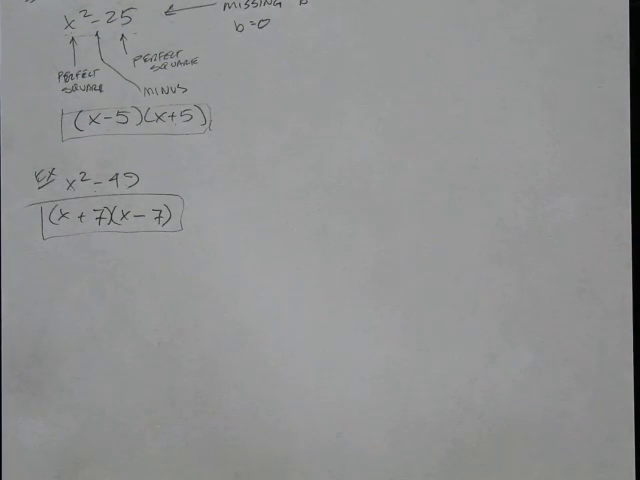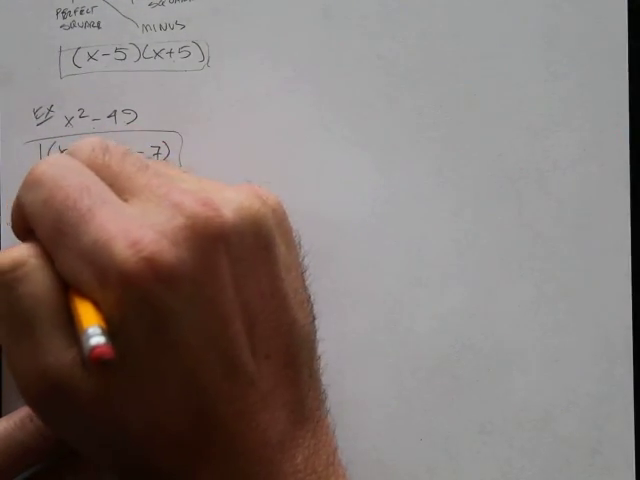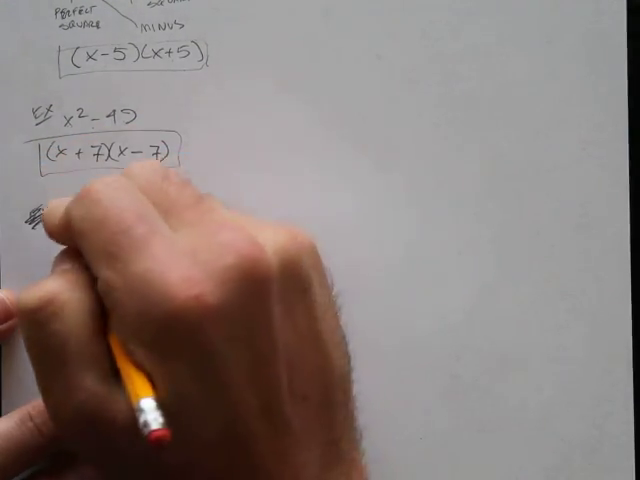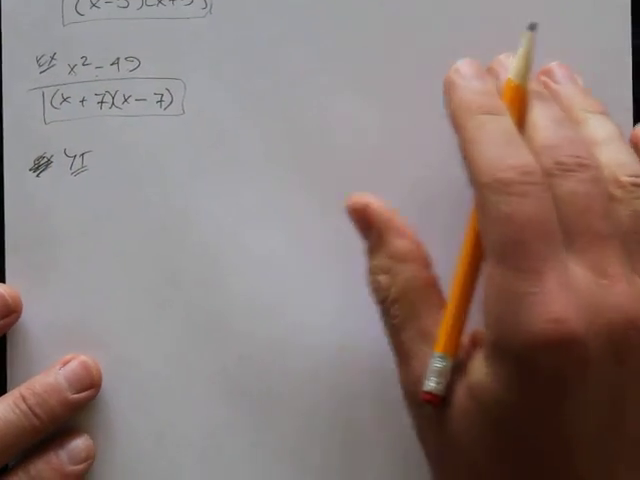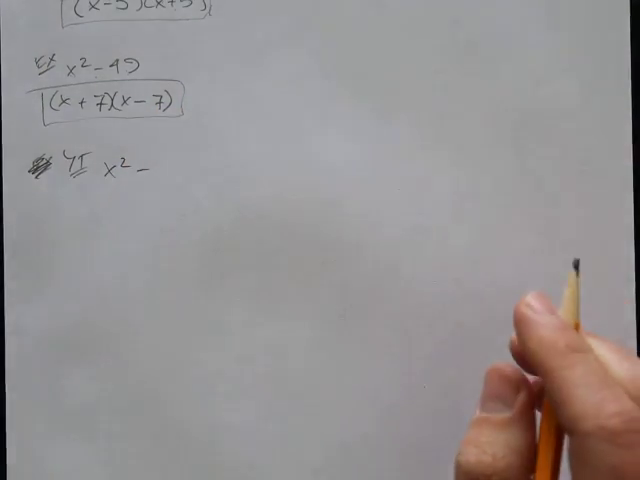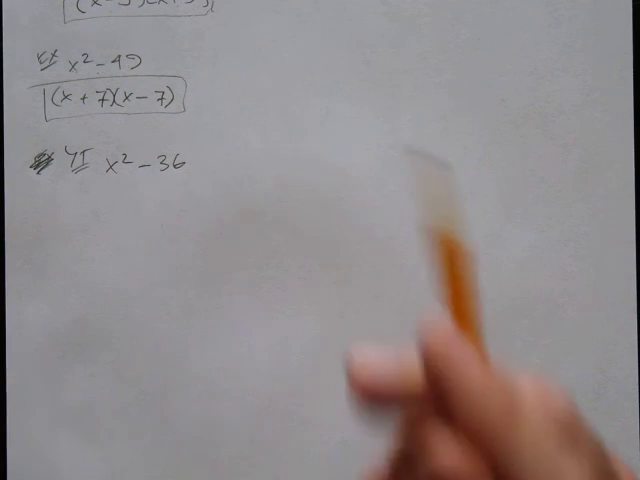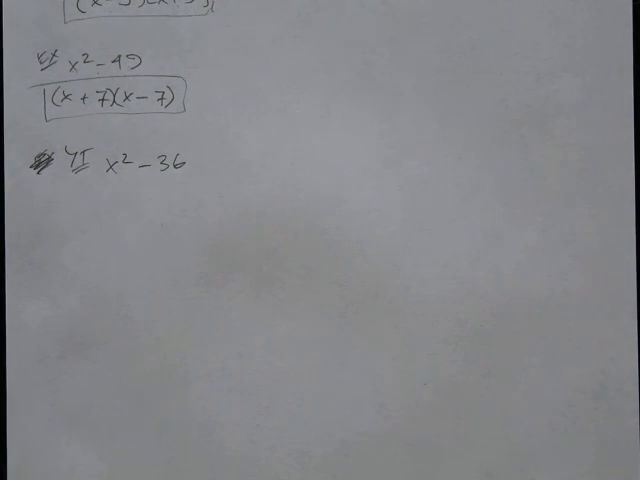Now where it gets a little bit more tricky is when we start doing, well, let me give you a try first. Let's do a try, and then I'll get a little bit more tricky for you. Let's do x squared minus 36. So go ahead and factor that one, then we'll get a little bit more complicated.